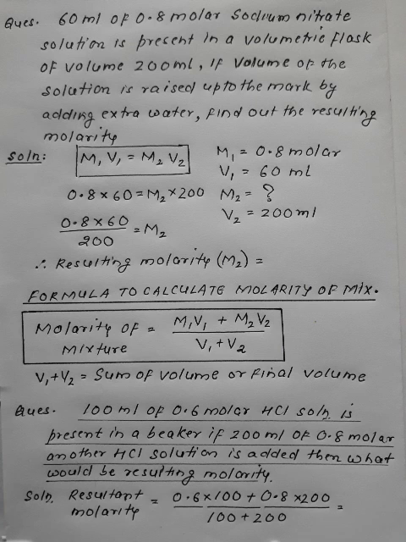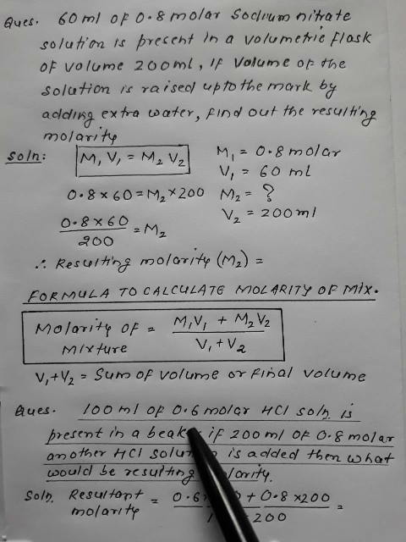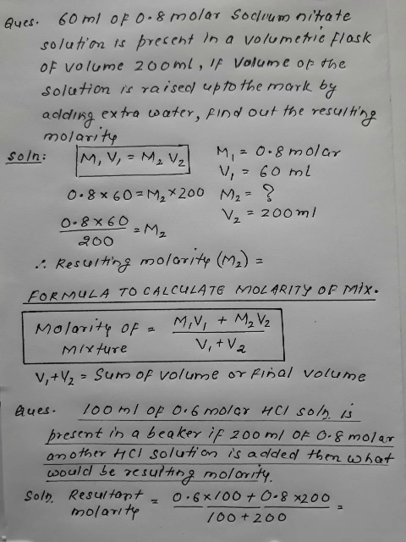Let us deal with a question. Suppose the question given to us is: 100 ml of 0.6 molar HCl solution is present in a beaker. If 200 ml of another 0.8 molar HCl solution is added, then what would be the resulting molarity?